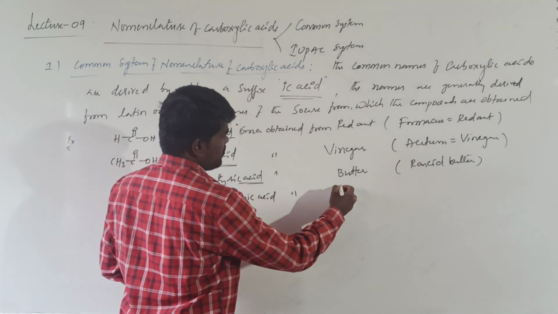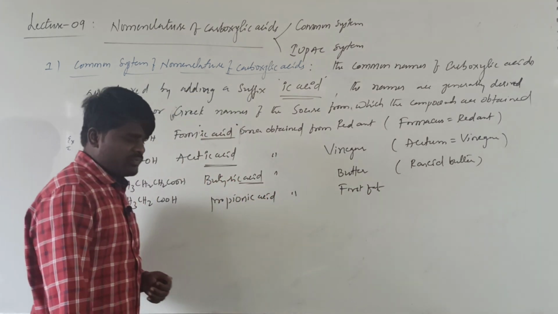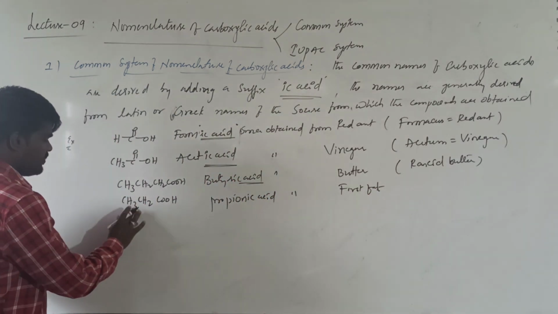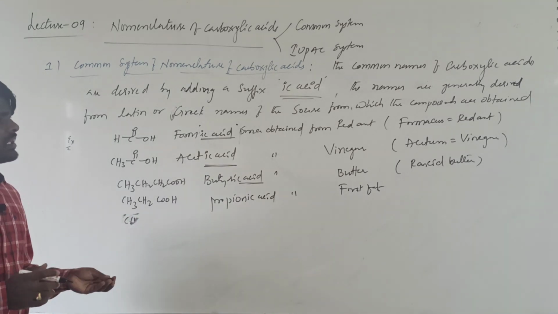This is propionic, which means first fat. It means first fat. Okay, valeric acid, if it is having 5 carbons, we will see the nomenclature. Okay, what is the criteria of the nomenclature?